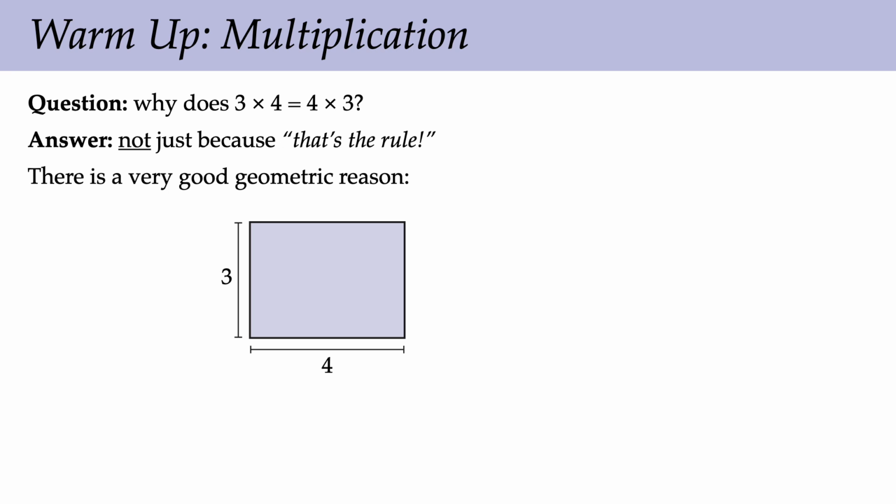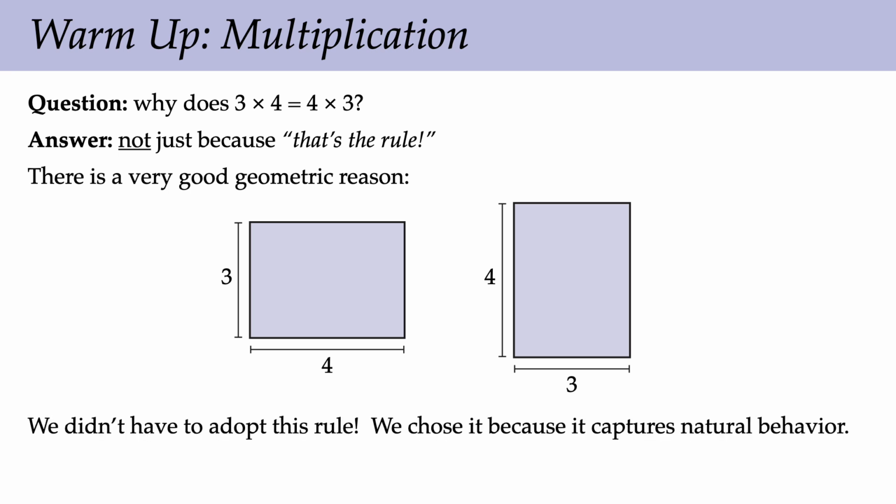3 times 4 could be saying, well, I have an object, a rectangle, that has one side length equal to 3 and one side length equal to 4, and the product of these two side lengths is the area. And so if I have another rectangle where the first side length is instead 4 and the second side length is 3, well, I have the same area. Okay? So the fact that we allow the two terms in this product to be swapped is just saying we would like, please, a rule for numbers that captures the natural behavior of areas and lengths.